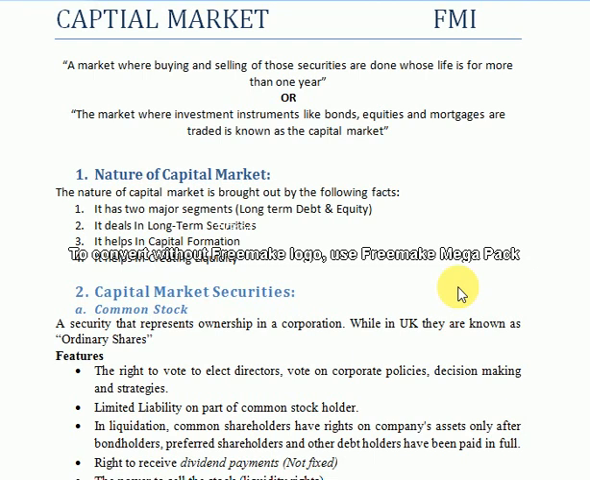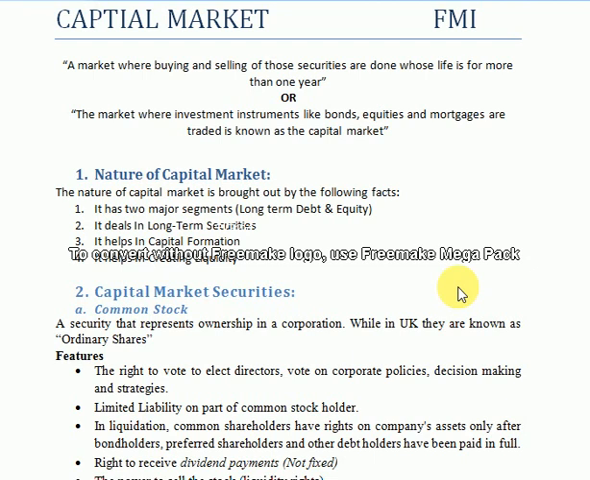Another important division in the capital market is made on the basis of the nature of the securities that are trading, like stock markets and bond markets. While here the lifetime of all these securities is lengthy. So on the basis of that, such a market is called capital market.